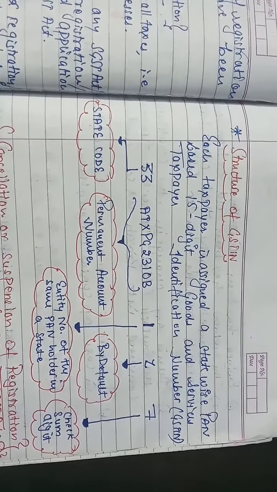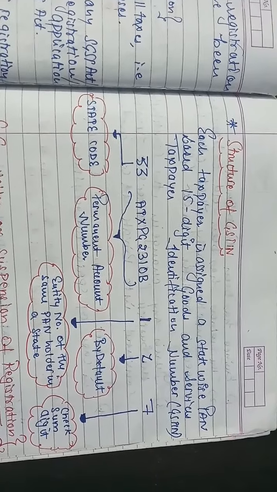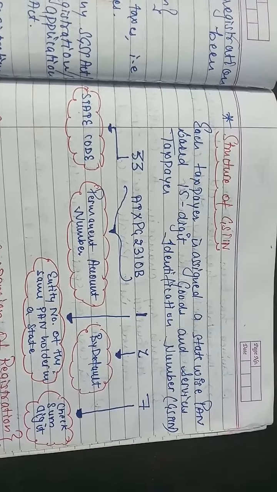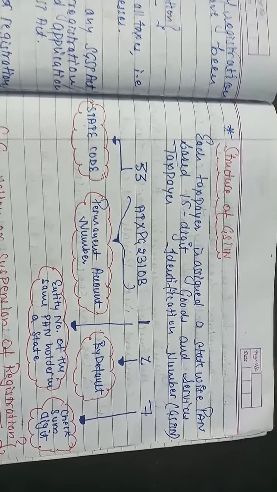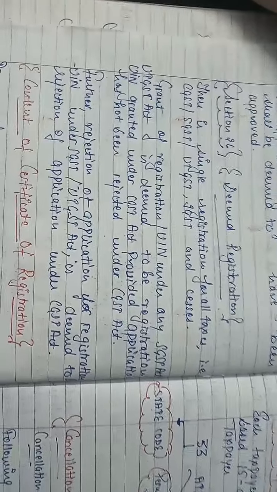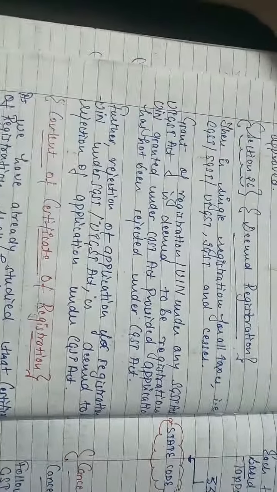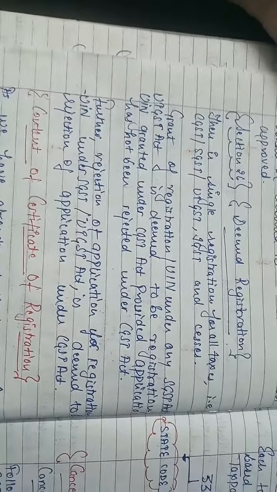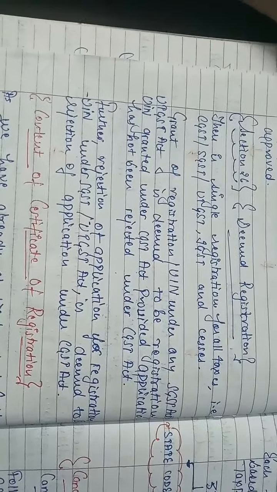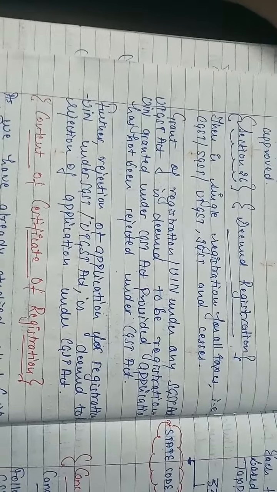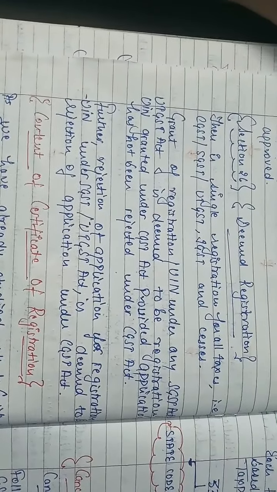In the earlier video, I completed section 25 of registration under GST, and in this video I will start with the next section, that is section 26, deemed registration. There is a single registration for all taxes, that is either CGST, SGST, UTGST, IGST and cesses.